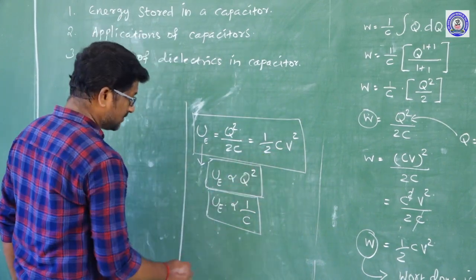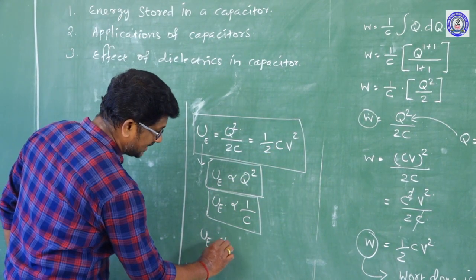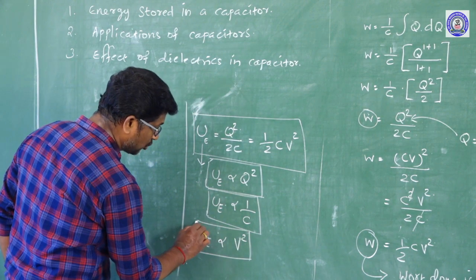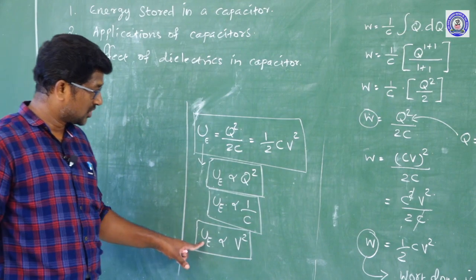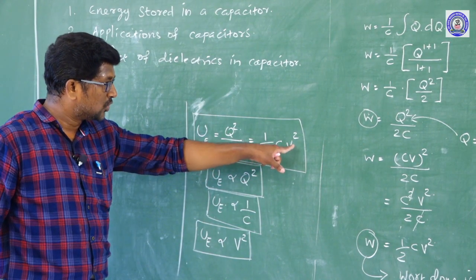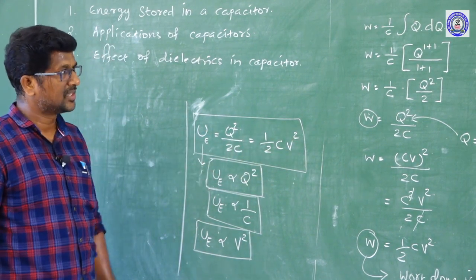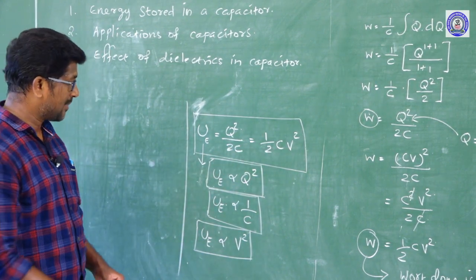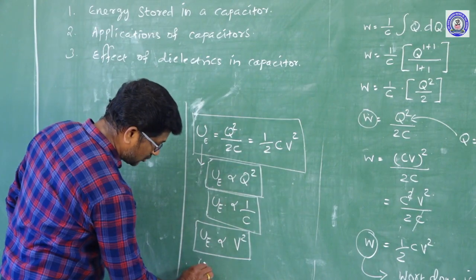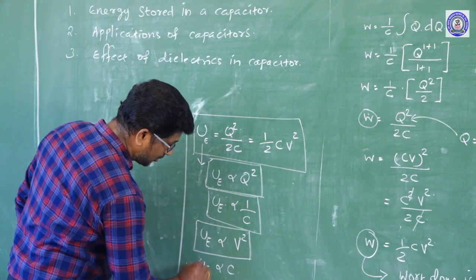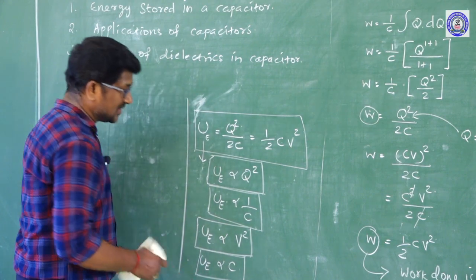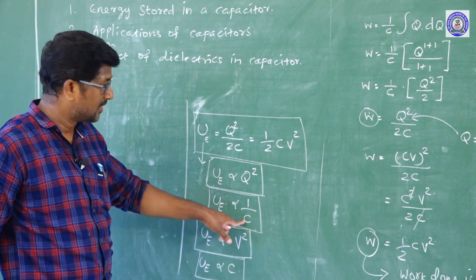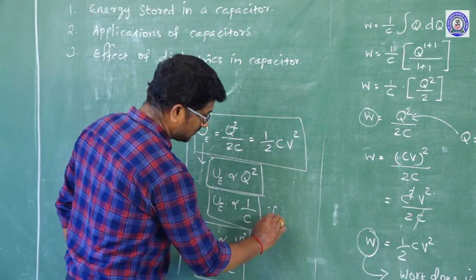In this equation, electrostatic potential energy is directly proportional to the square of the potential difference between the two plates of the capacitor, the square of the voltage between the plates. And also the electrostatic potential energy is directly proportional to capacitance. Here the electrostatic potential energy is inversely proportional to capacitance when the charge is constant.